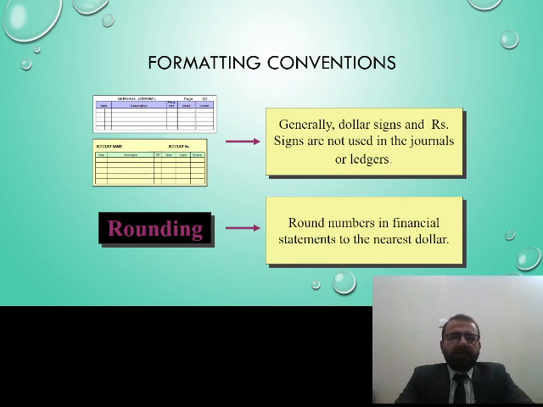Formatting conventions. Generally, dollar signs and decimal signs are not used in the journals or ledgers. Rounding. Round numbers in financial statements to the nearest dollar.